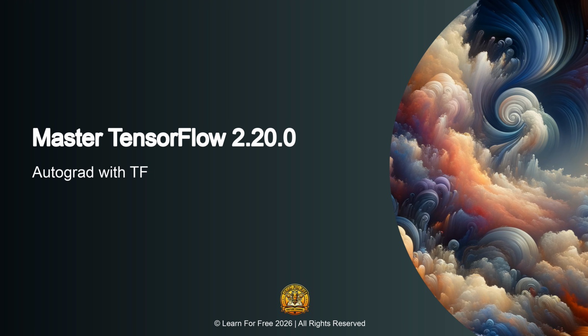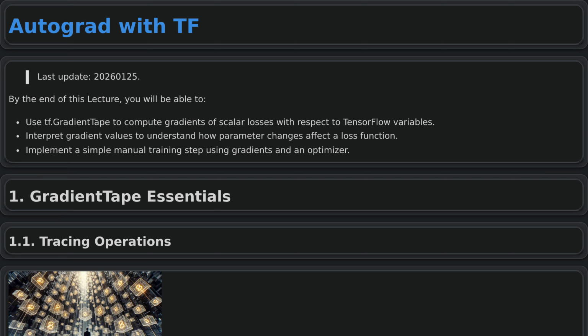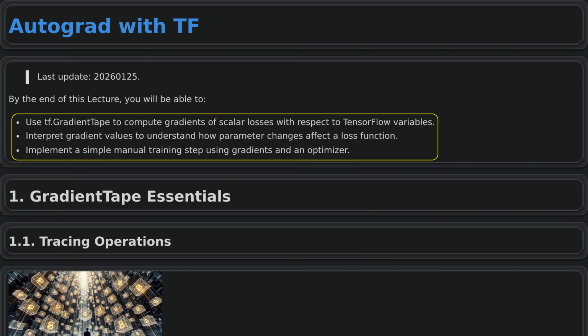Module 2, Lecture B, Autograd with TF. By the end of this lecture, you will be able to use tf.GradientTape to compute gradients of scalar losses with respect to TensorFlow variables, interpret gradient values to understand how parameter changes affect a loss function, and implement a simple manual training step using gradients and an optimizer.